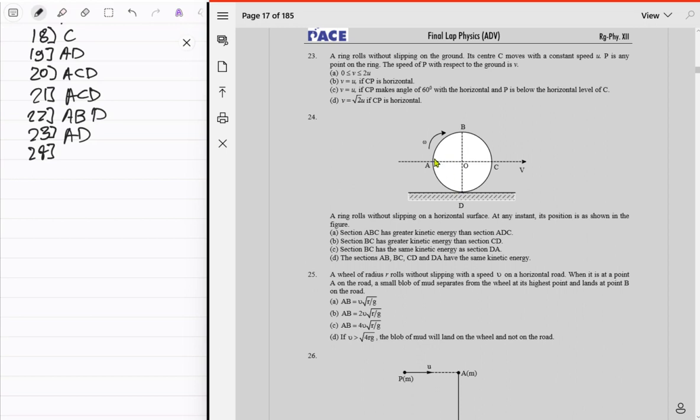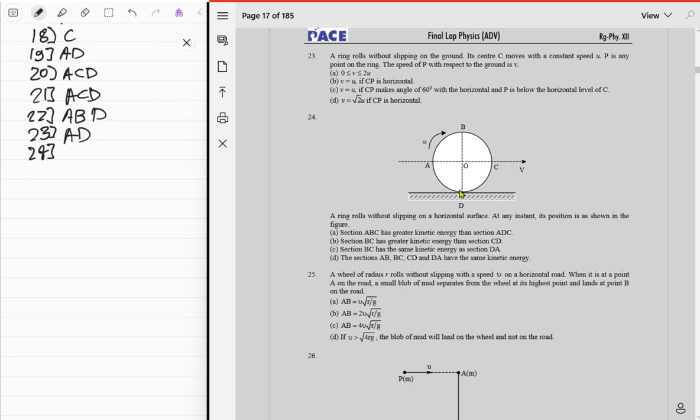For sure, we know that its inertia is bigger. So yes, section ABC has higher kinetic energy than section ADC. That we know. Section BC has greater kinetic energy than section CD. Once again, same kind of thing, just halved, right?